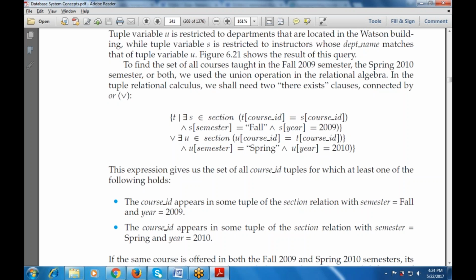This expression gives us the set of attributes used with the connected variable, whatever variable we are using. That gives the course ID of the tuples for which at least one of the following holds: the course ID appears in some tuple of the section relation with semester equals fall and year equals 2009, or the course ID appears in some tuple of the section relation with semester equals spring and the year equals 2010.